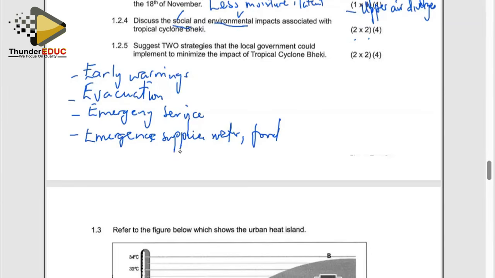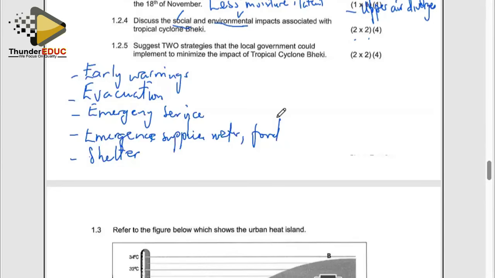Right. Then we can also talk of other things like shelter. There must be emergency shelter to house people who will be evacuated. They need somewhere to settle. So basically, you do not need to be hard on yourself, trying to think deeply. Think of things which are feasible, things which can be done, things which are within reach, which can be attained. That is basically what is required there.